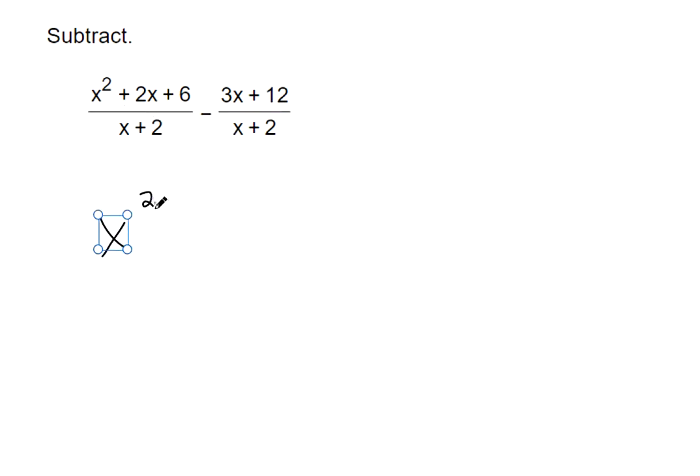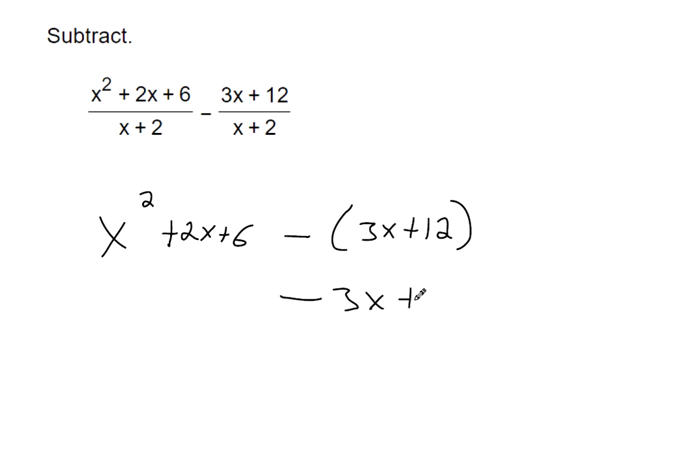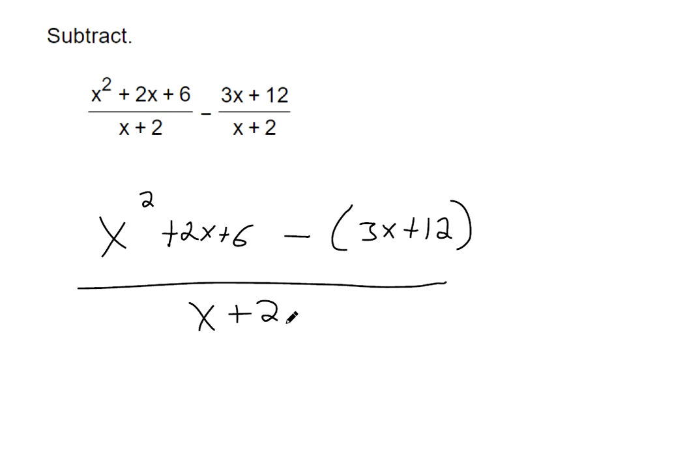So I've got x squared plus 2x plus 6. That's going to be subtracted by, now note I'm using parentheses, right? Because I have to subtract everything over here. If I didn't use parentheses, if I just wrote subtract 3x plus 12, then the only thing I'm subtracting is 3x. I'm supposed to subtract the entire numerator of the second fraction, so you've got to have those parentheses. And then there's our common denominator.